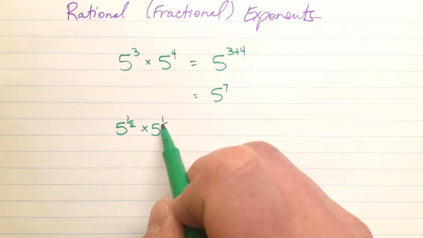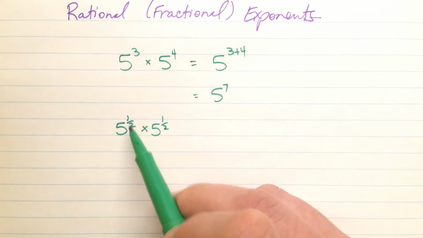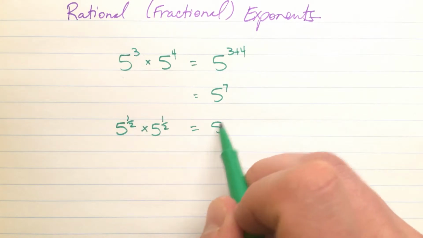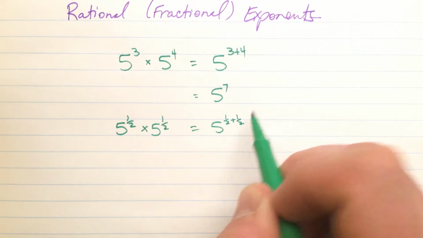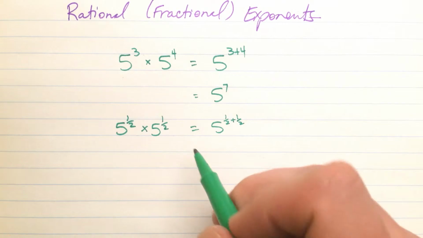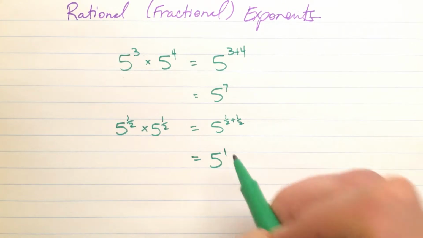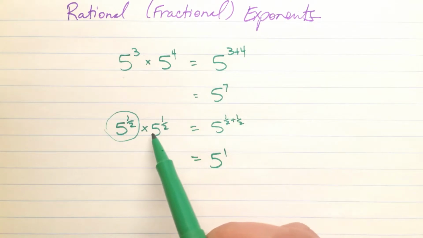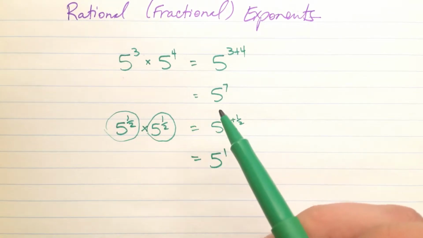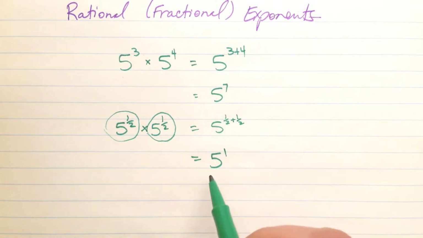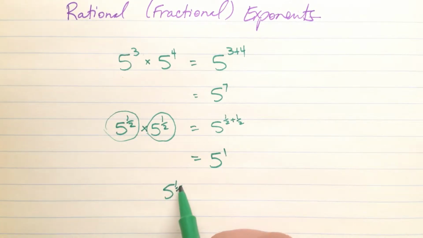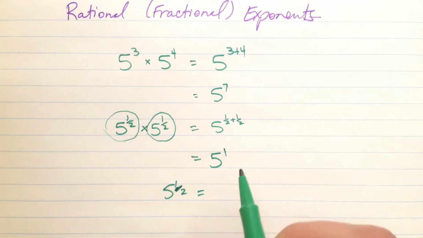To see what this means, we're going to do a little trick. We're going to multiply 5 to the half times 5 to the half. That's going to give us 5 to the half plus 1/2, using the same rule that we use up here. And that's 5 to the power of 1, or just 5. So this number, 5 to the half, when we multiply it by itself, or when we square it, we get 5.